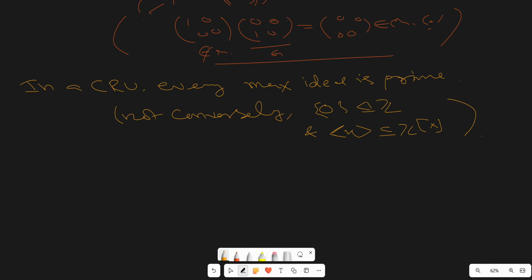Okay. If every maximal ideal is a prime ideal, generally a maximal ideal does not imply that it is a prime ideal. Okay. So now I am going to do some work here.